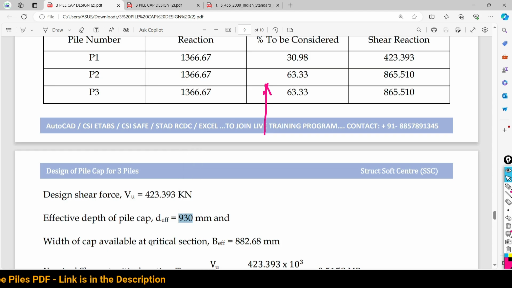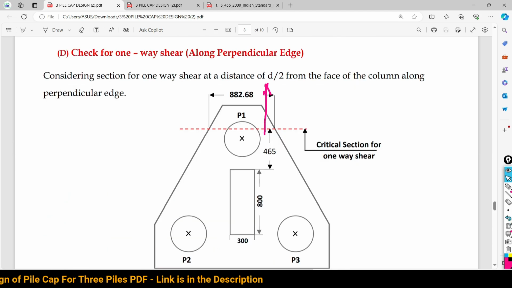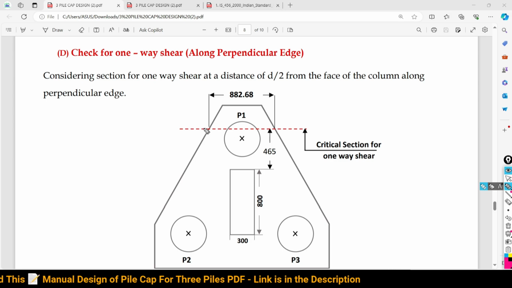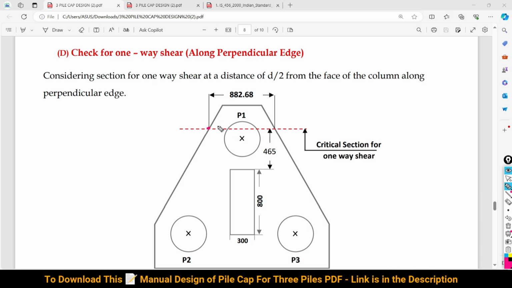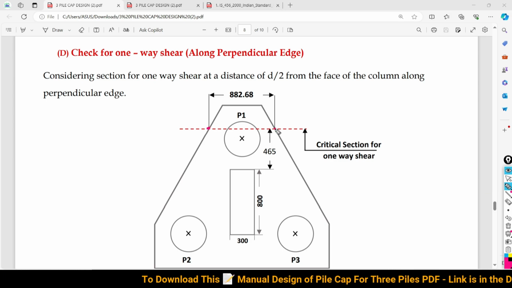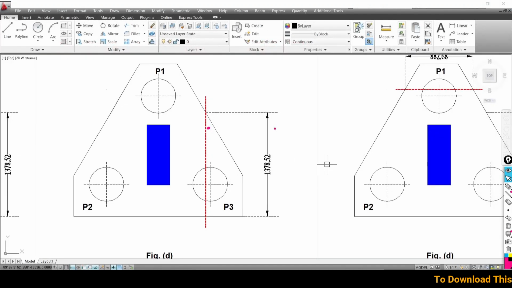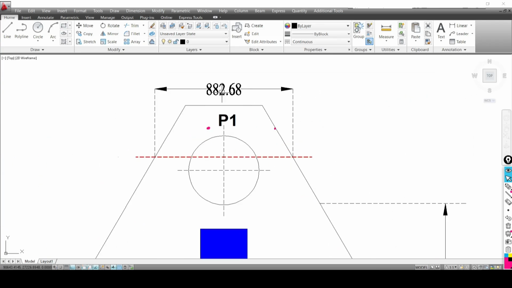Width of the cap available at the critical section. So at this critical section, what is the width of the pile cap which is playing an important role for resisting the shear? It is actually 882.68 that you can get from your CAD or by taking the help of graph paper. So you can measure this distance. Otherwise you have to play with the geometry. That also you can do on your own.